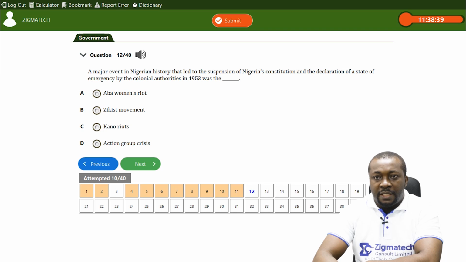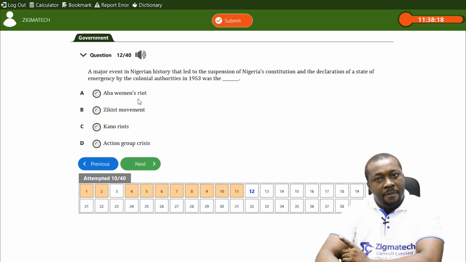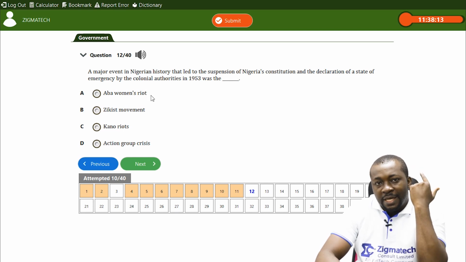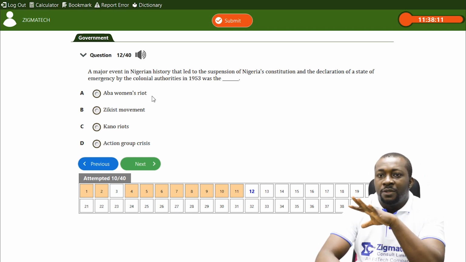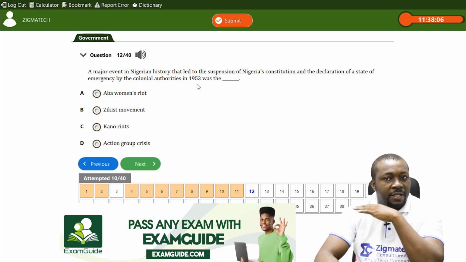Question 12: a major event in Nigerian history that led to the suspension of the Nigerian constitution and the declaration of a state of emergency by colonial authorities in 1953 was the... Now, is it A, Aba Women Riot? The Aba Women Riot took place in 1929, in the 20s, so it's not the option. Remember, we're talking about the 1950s here. It's not the option.